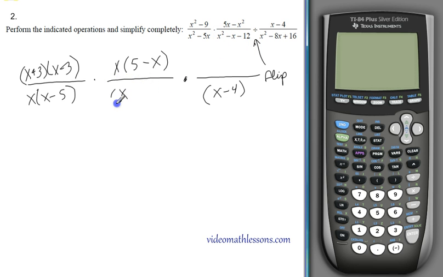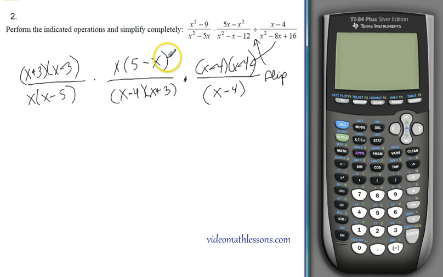Factor this. What do we got here? 12, 4, and 3. A 1 in the middle, so it's minus. It's a minus 1, so minus 1 plus 3. And then this guy goes here. Looks like x minus 4, x minus 4. And now we're ready to cancel.